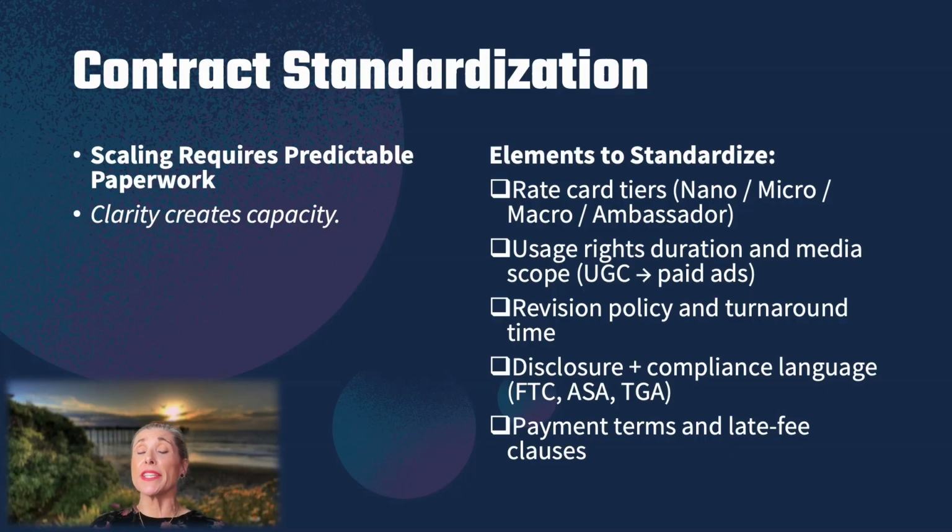For the creator, contracts outline the expected services and compensation. Contracts clearly outline the legal considerations, including exclusivity arrangements, content approval process, and intellectual property rights, IP. Specific elements that must be standardized include rate card tier, that would be nano, micro, macro, and ambassador. Usage rights duration and media scope, for example, UGC rights for paid ads. Disclosure and compliance language: FTC, ASA, TGA. Payment terms and late fee clauses. Right of publicity, explicitly stating how an influencer's likeness can be used.